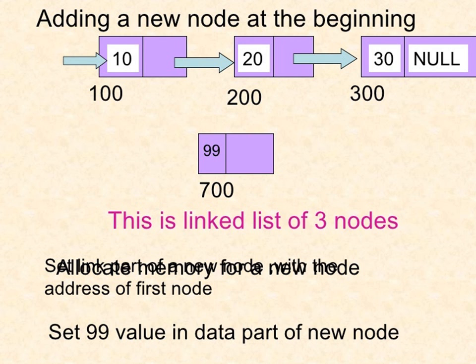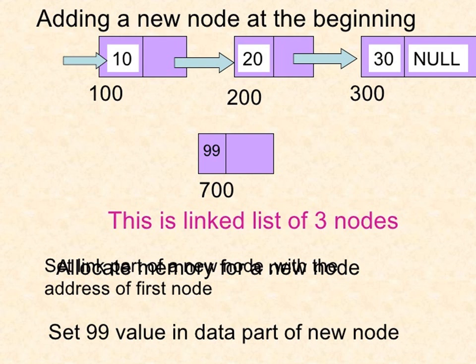To insert this new node in between 10 and 20 is a very simple mechanism. What we need to do is simply adjust the links. We store this new node address, 700, in the link field of the 10 node. Actually, in the link field of the 10 node in our given linked list, we have 200. Now, in place of the 200, we need to store 700. By storing that 700, we have the connection between 10 and 99.